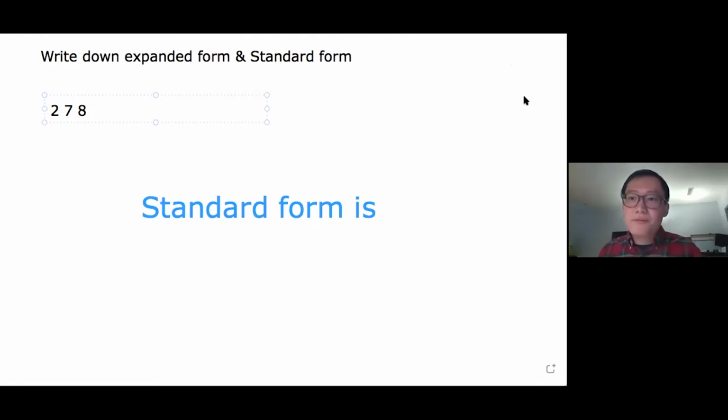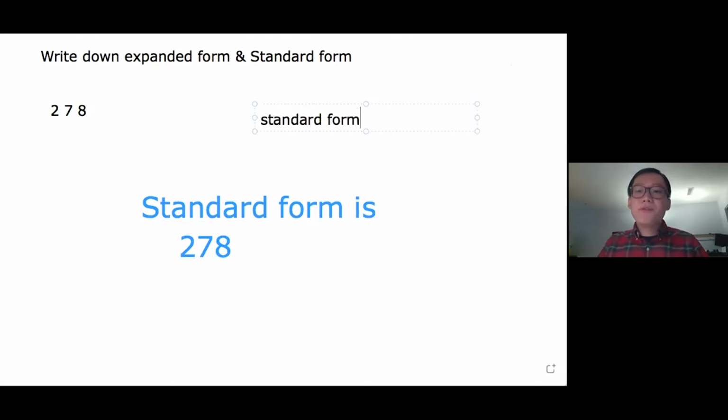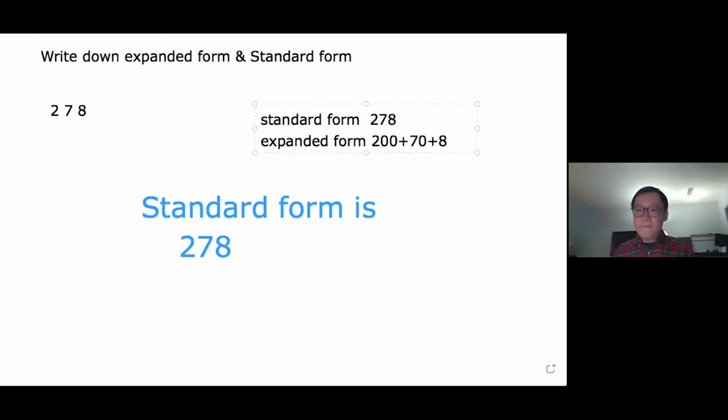Standard form for 278. Good. 2 is for 200 plus 70 plus 8. Very good. So standard form is just the number as it is, 278. For the expanded form, you need to expand it, so that's 200 plus 70 plus 8. Very good.